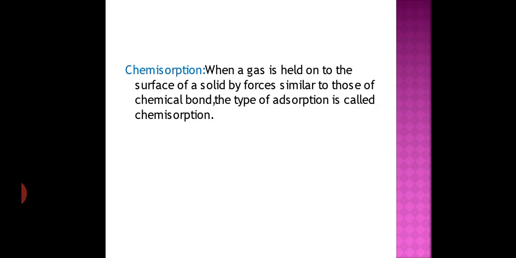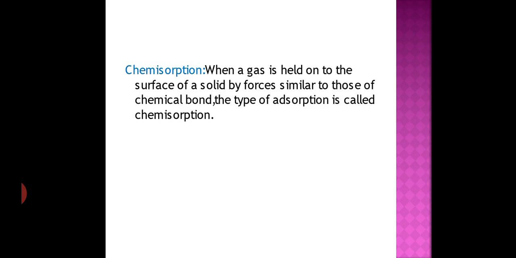Next is your chemisorption. When a gas is held onto the surface of a solid by forces similar to those of a chemical bond, the type of adsorption is called chemisorption. Here, just like a chemical bond, the adsorbate is held by the adsorbent. Then it is known as chemisorption or chemical adsorption, we can say. A new bond is being formed. Clear? So that particular adsorption is called chemisorption.